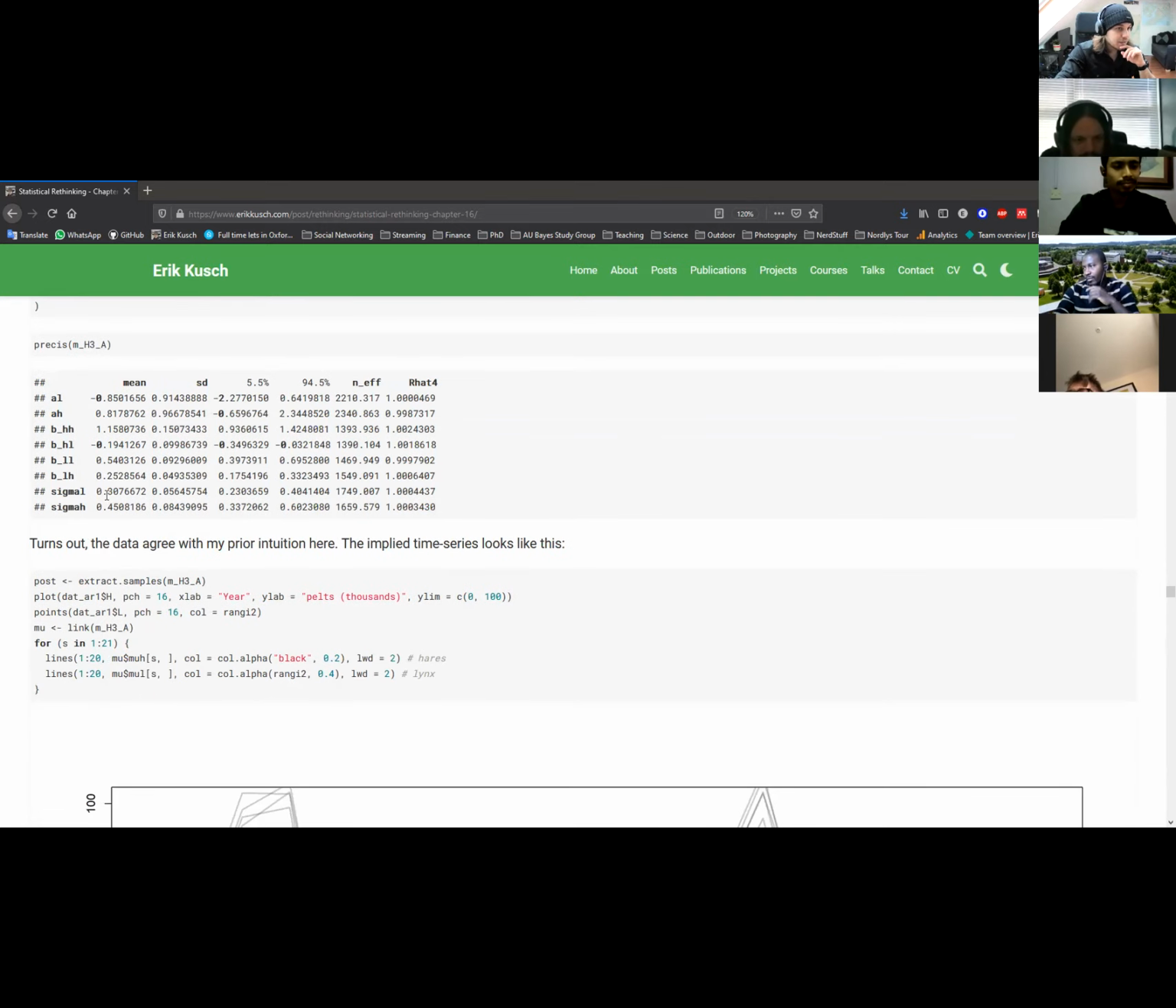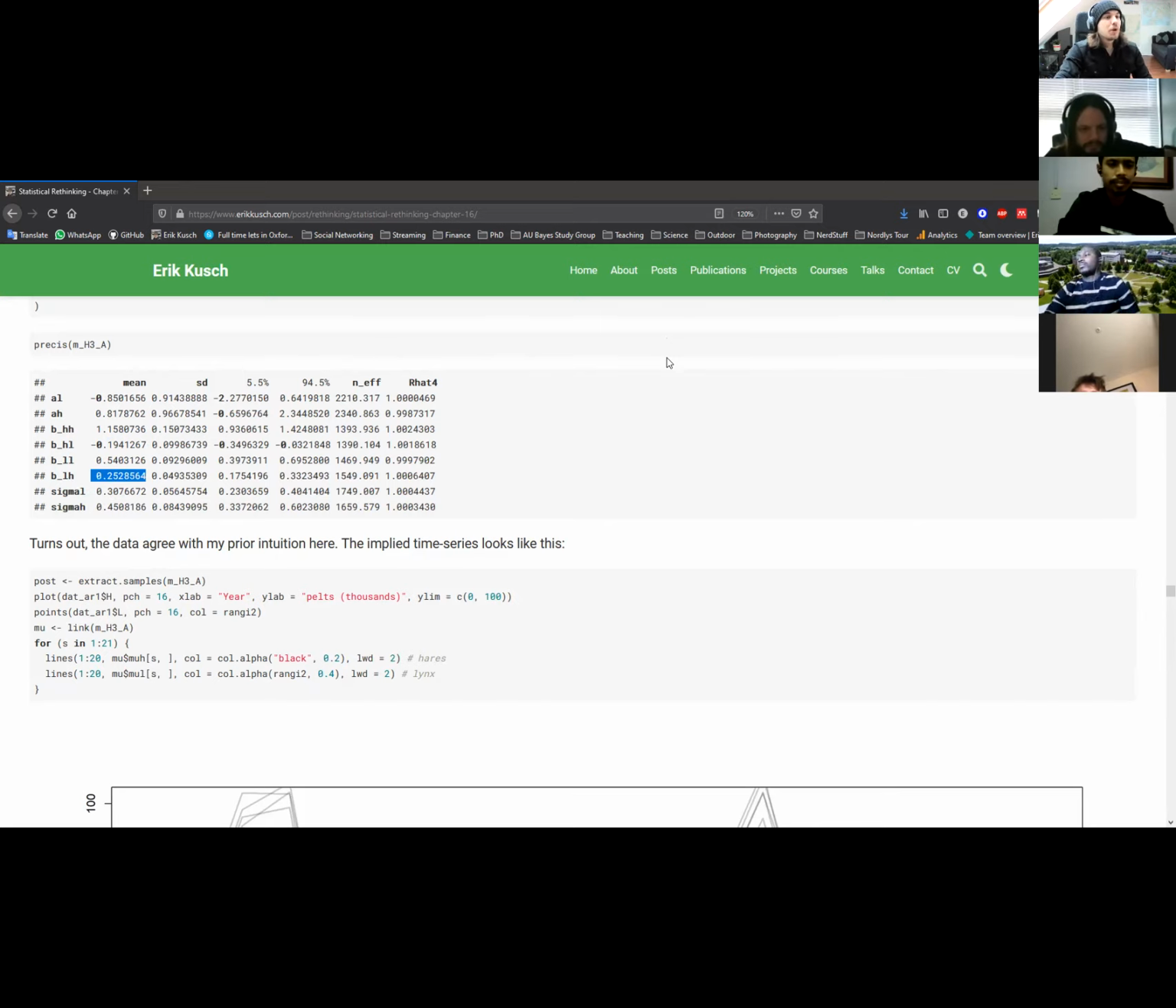And the data agree with my priors, which, no surprise. Hares have a positive effect on each other. Lynx have a positive effect on each other, and they actually agree with your intuition, where hares have a stronger effect on themselves as lynx do on themselves. Yeah, and they're actually not quite narrow posteriors, right? They're not overlapping. Lynx always have a negative effect on hares, and hares always have a positive effect on lynx. Exactly what we expect.